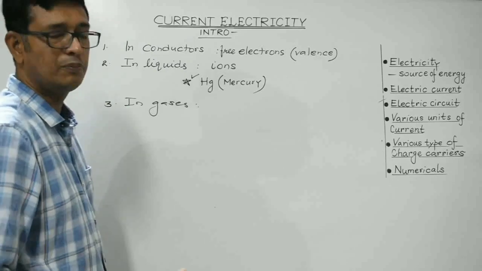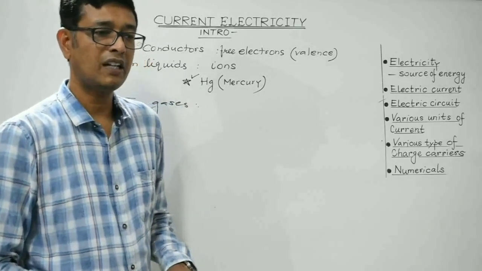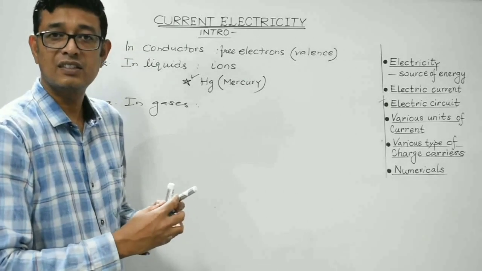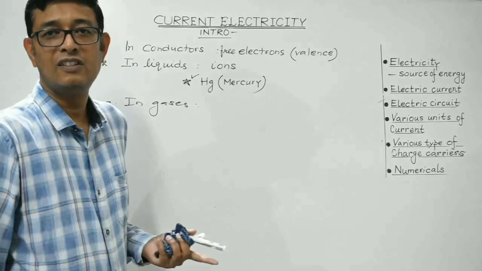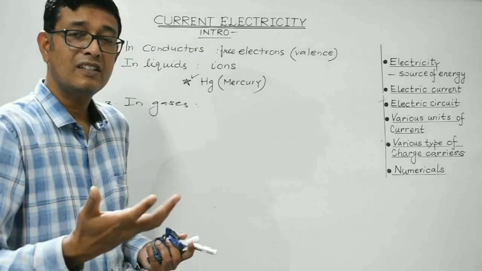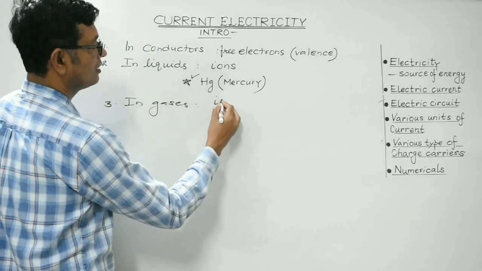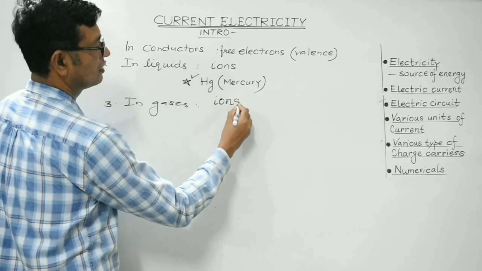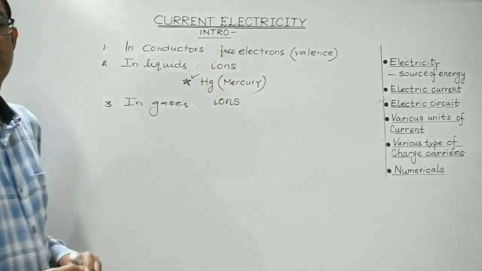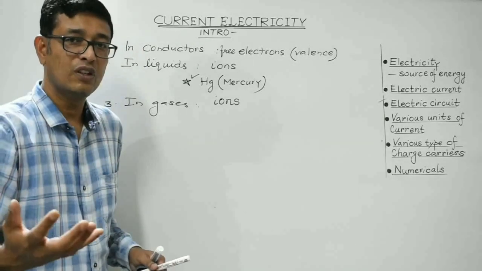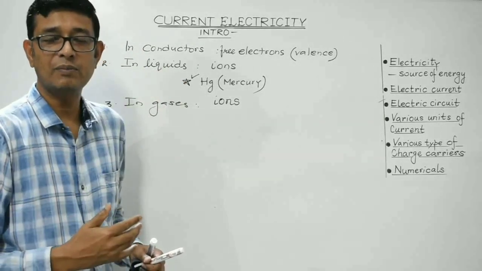Gases normally are poor conductors of electricity, but at extremely low pressure, the gases may get ionized and then start conducting current. So in gases also, the current is due to the ions. So these are the different charge carriers, electrons and ions. There are other charge carriers as well, which we will discuss in the subsequent chapters.